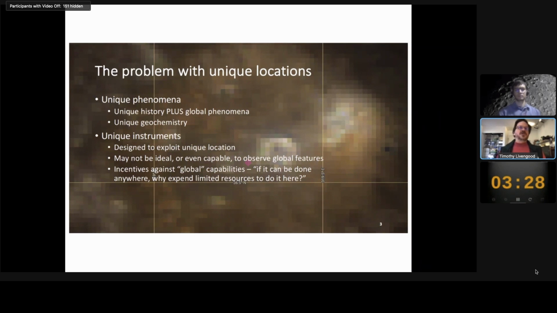So a problem with going to unique locations is that they're unique. They have a unique history on which is overlaid the global phenomena that happen everywhere on the moon. But in order to distinguish the two, you'll need a substantial supply of unique locations that you have visited before you can really fully dissect the separation between what happened uniquely locally and what is global on the moon. Whereas if you go to a place where essentially nothing's going on other than the global phenomena, you can make that straightforward. They also have, of course, unique geochemistry in unique locations when we look at volcanic provinces.